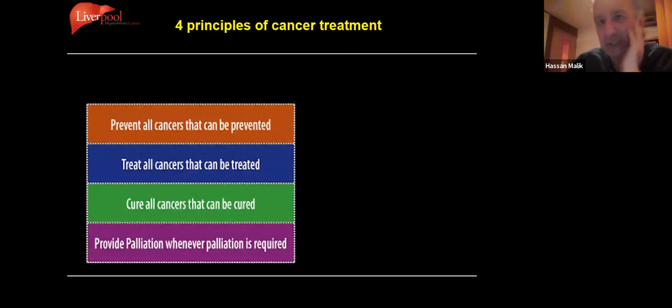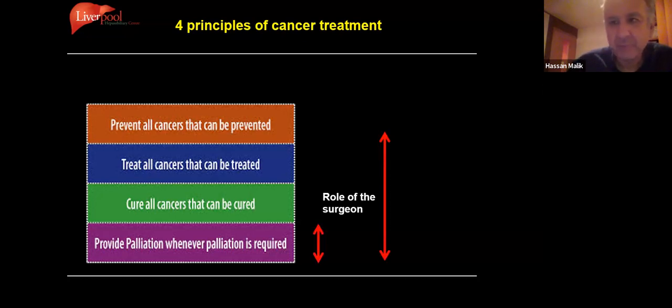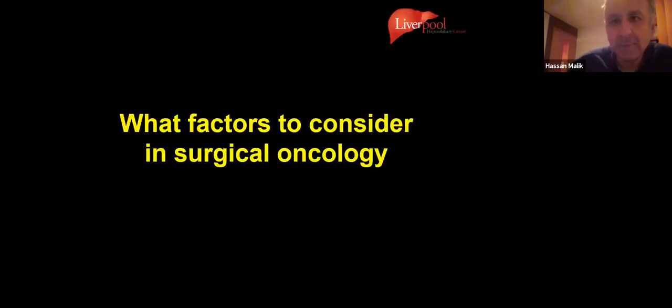Now, if you look at the 4 basic principles of cancer treatment, it comes down to prevent all cancers you can prevent, treat all cancers you can treat, cure the group of cancers you can cure, and obviously provide palliation when palliation is required. And I would say the surgeon has a role in all of these aspects of cancer care. But the focus today is really in the last bit, which is about palliation.